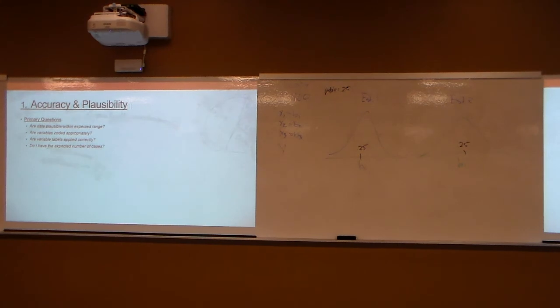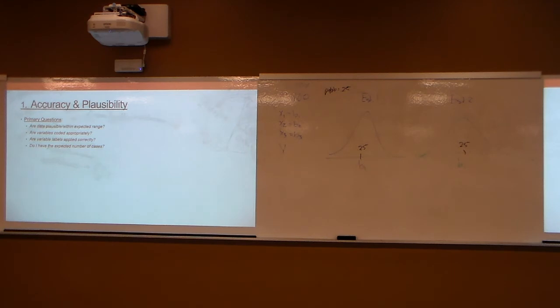So, first thing we're going to talk about: accuracy and plausibility. We've been doing this all for the last semester. This is just going through: are my data within range? Has everything been coded properly? Are the labels correct? Do I have a different expected number of cases?